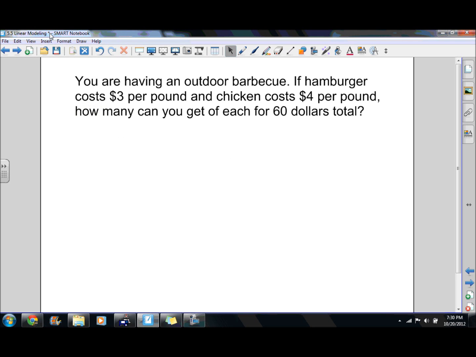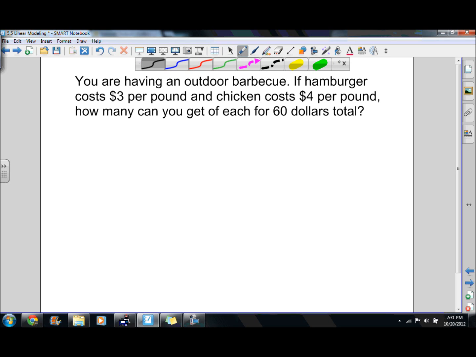Alrighty, here's an example of a real-world problem. So you're having a barbecue, and you need to buy a certain number of pounds of hamburger and a certain number of pounds of chicken. Okay, but you only have $60 total that you can spend on this barbecue. So you have many options on how to solve this problem.